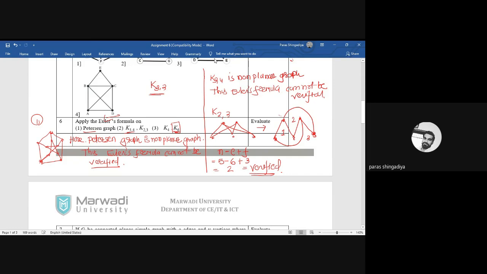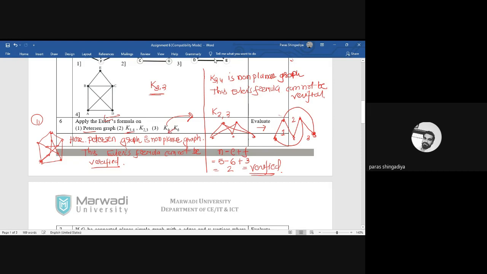Yes, have you any doubt? Clear? Now complete both the questions and write the answer for K4 and K6. In this K4, you can easily embed the K4 graph. Clear? So Euler formula will be verified in K4.